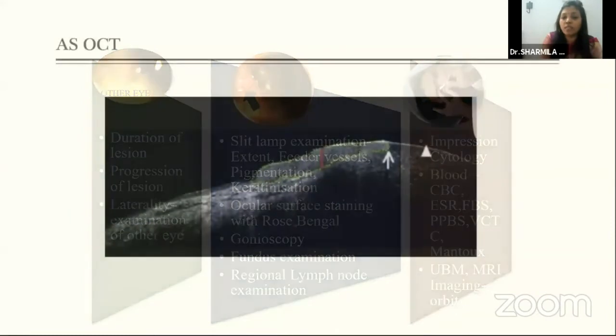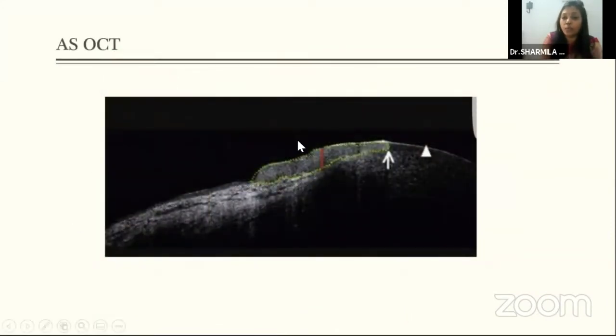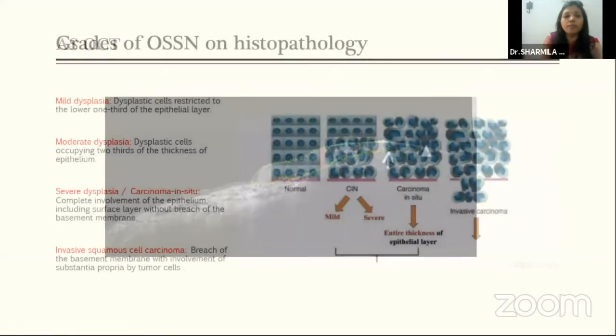And anterior segment OCT is very essential to document the depth of the lesion. You can see the hyperreflective corneal epithelium. You can see the transition zone. You can see the stromal involvement. So it's very essential to document the depth of the involvement.